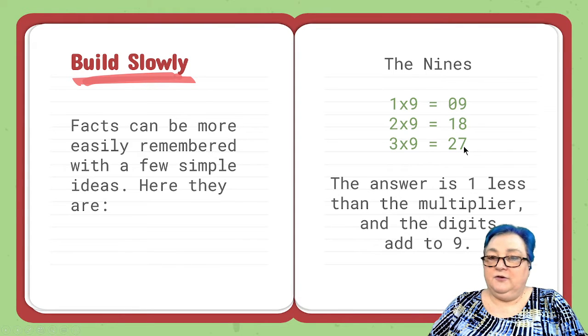What's the second digit going to be? Well, these two digits add to make 9. 0 plus 9 is 9. 1 plus 8 is 9. 2 plus 7 is 9. Works all the way through the 9's. Once you have that pattern down, it's pretty easy to figure out what the 9's are.